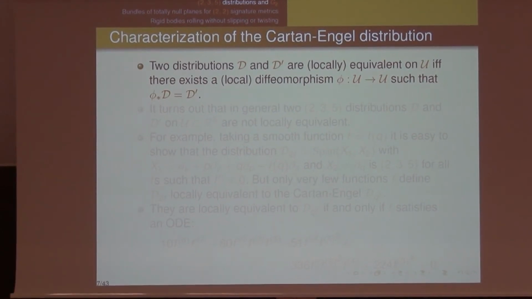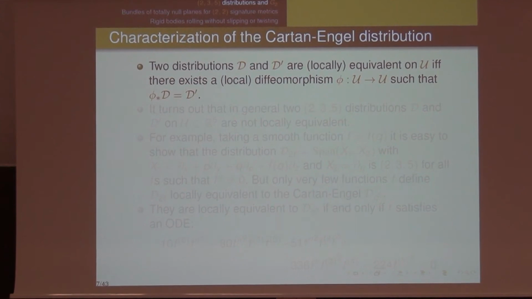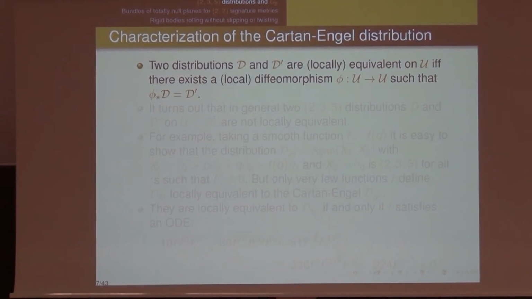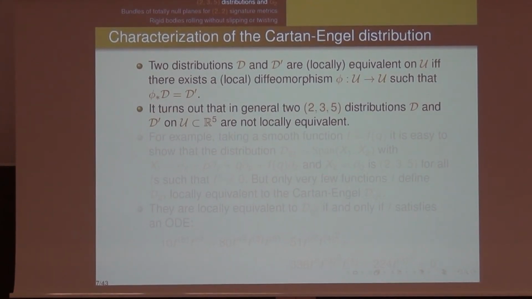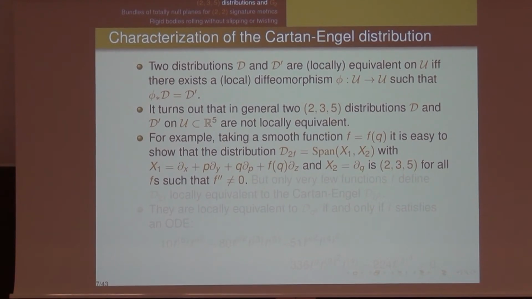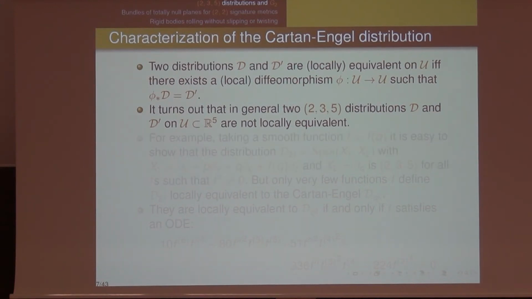Now I said that this is an example of 2-3-5 distributions, which means I'm trying to tell you that there are non-equivalent 2-3-5 distributions. To tell you what that means, I have to define the notion of equivalence. If you have two distributions, they are locally equivalent if there exists a local diffeomorphism transforming one distribution to the other. It turns out that in general, if you give me two 2-3-5 distributions, they are not equivalent even locally. For example, you remember that I had these two vector fields defining this Cartan-Engel distribution, x1 and x2. x2 is the same here, and now I change the coefficient, which was 1/2 q squared in the Cartan-Engel case, to an arbitrary smooth function of the variable q.